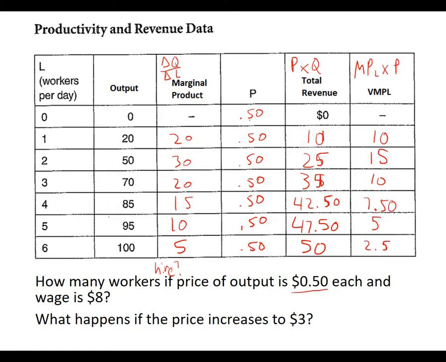I've got to pay the workers $8. So do I hire the first worker? Yes. Do I hire the second worker? Yes. Do I hire the third worker? Yes. Do I hire the next worker? No, no, and no, because they're more expensive than that. So I'm going to hire these three workers, and that's how it goes.